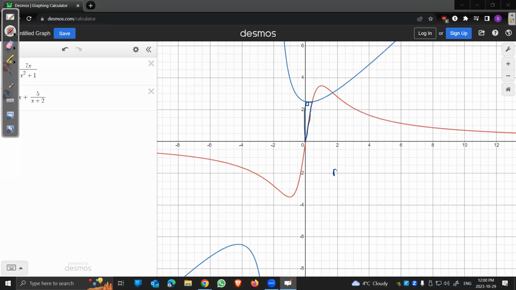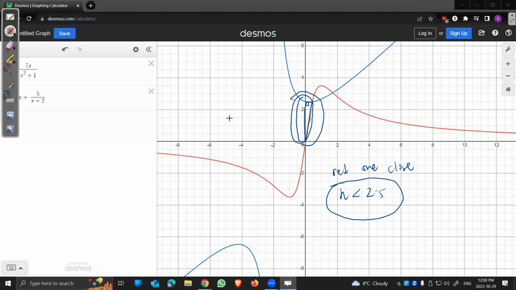So the answer to this one is the red one is closer, okay? Up until when the hypotenuse is less than 2.5. Because if the hypotenuse is greater than 2.5, then this would end up winning. The blue would be closer, okay? So that's how you'd approach that question.